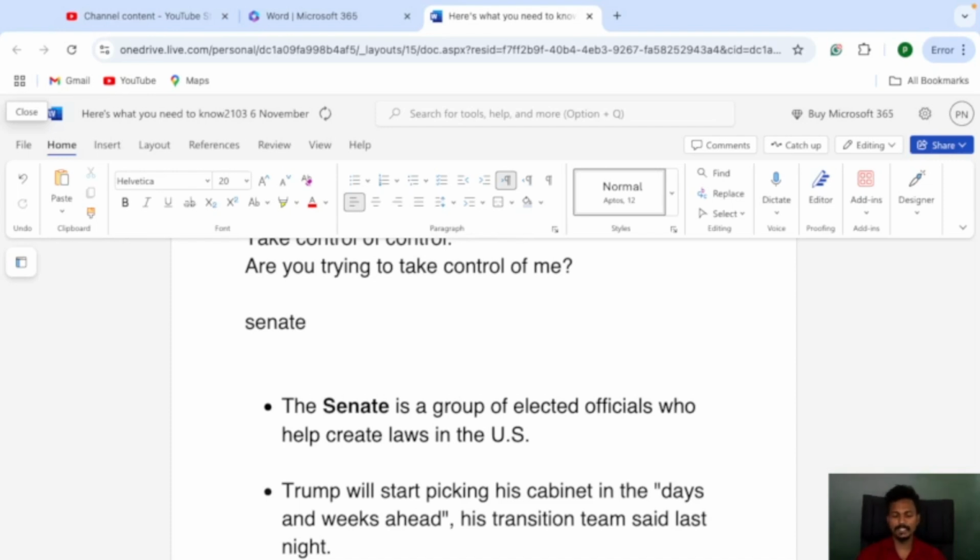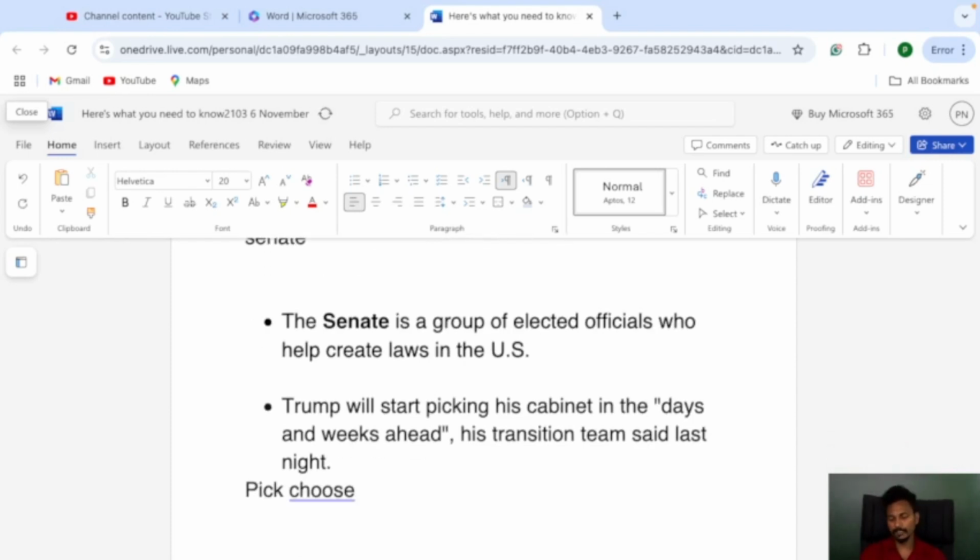Pick. If you pick something, that means you choose it. So that basically means you choose it. Pick something. Can you pick the right one? Somebody say, can you pick the right one? That means can you choose the right one? So Trump will start picking his cabinet.